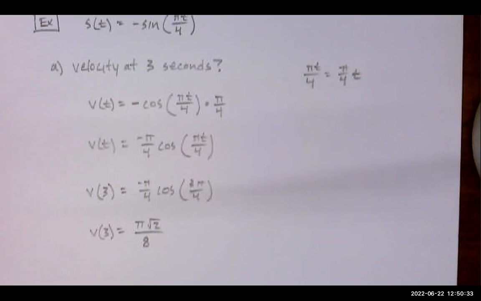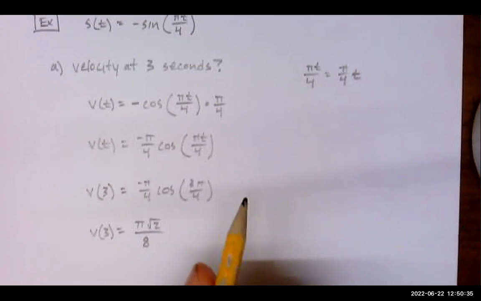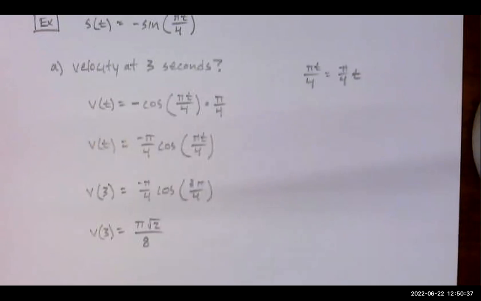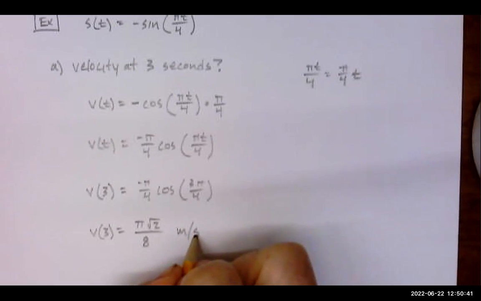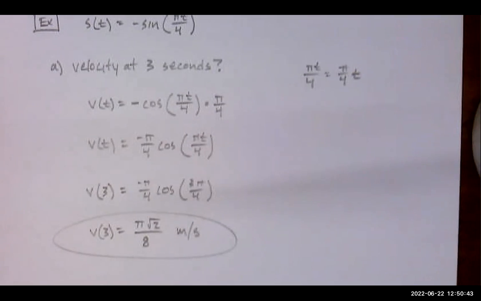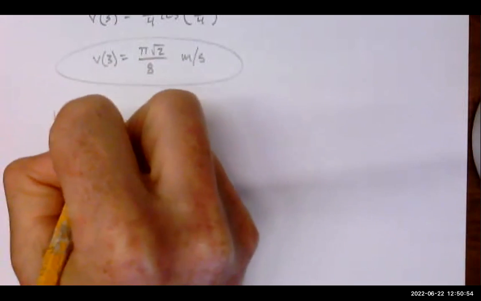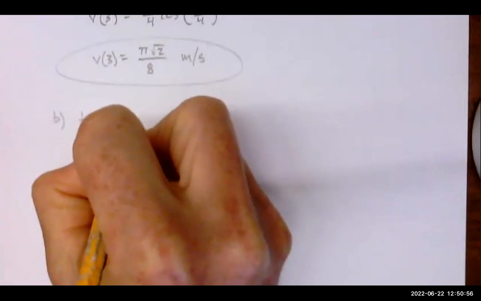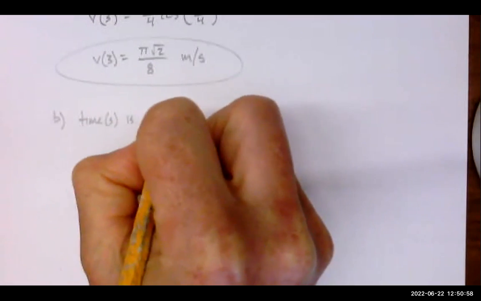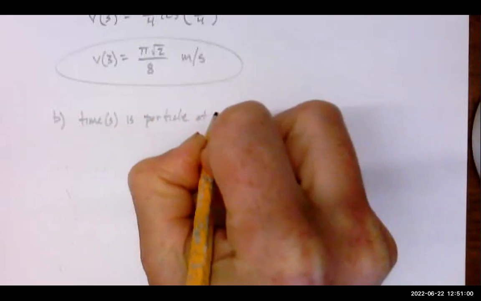And that looks pretty good. What are the units here? We were told it's meters and seconds. So this velocity is meters per second. Okay. Let's move on to part B. Part B was, at what time or times is the particle at rest?